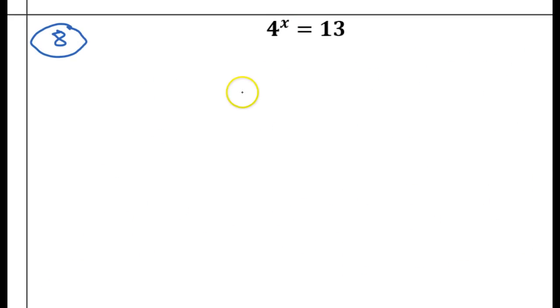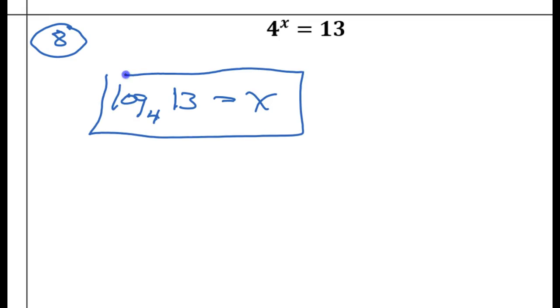Okay, last one. This one, all we can really do is rewrite this in log form. So how would I do that? Just tell me what to write. Log base 4. Right? And as far as if you don't have a calculator, that's all you could possibly do. So this would be the answer if you don't have a calculator. If you're not allowed to use a calculator, this is the answer.